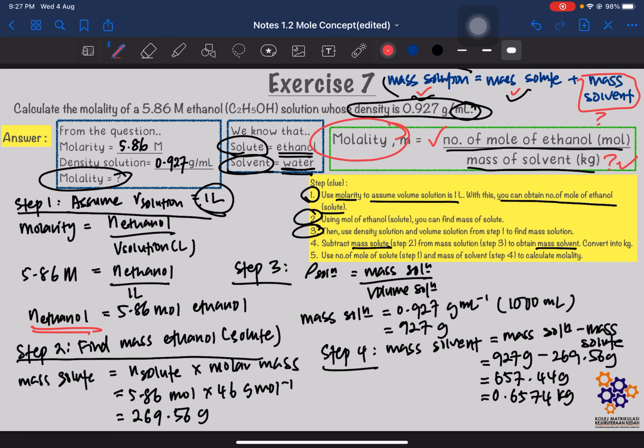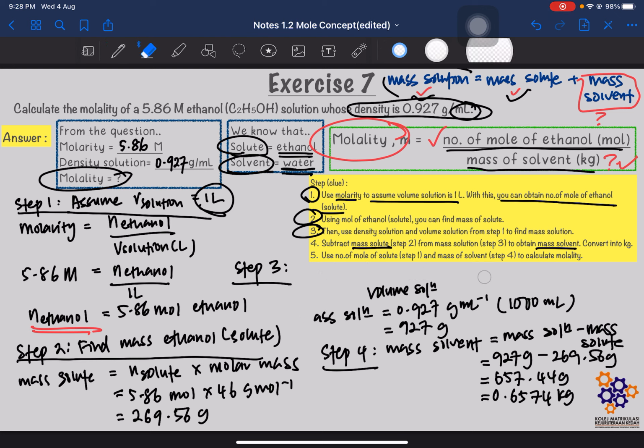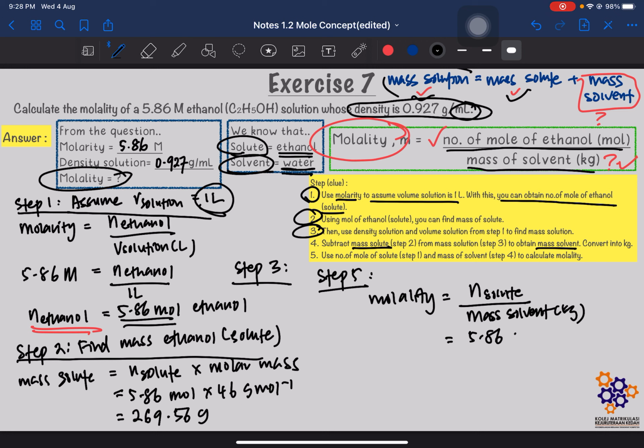So now in step 5, you can find the molality. So molality is equal to moles of solute divided by the mass of solvent in kilograms. So we already have our moles of solute here, 5.86 mole, and our mass of solvent in kilograms is equal to 0.6574 kilogram. And you will get the molality is equal to 8.9 molal.